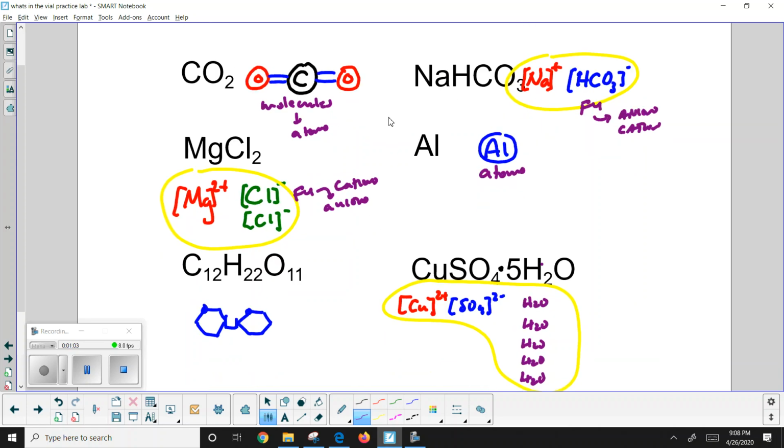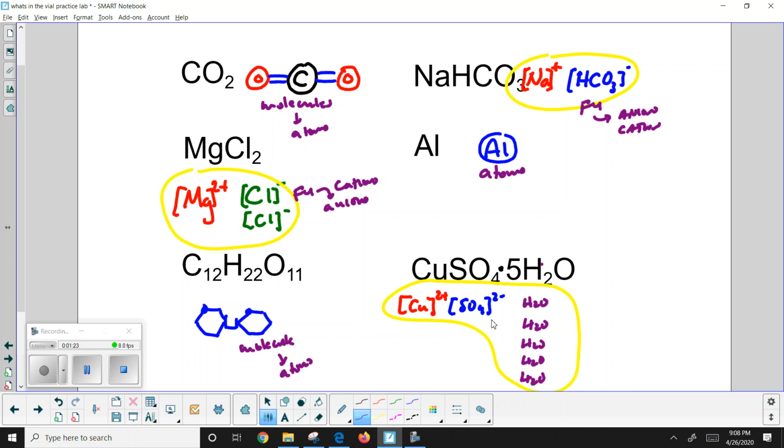And finally over here, just look at this for a bit, you have sucrose. Sucrose is a molecule. And from the molecule, you're going to be able to figure out the number of atoms, how many carbon, hydrogen, or oxygen atoms there are. So for example, here I've got 11 oxygen atoms in this particular molecule.